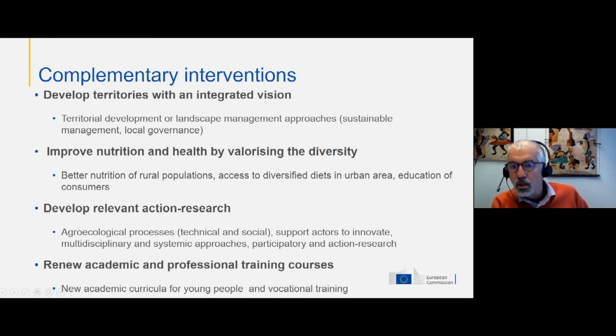But we can also look at the diets in urban areas to try to have access to diets that are more balanced and more diversified by using the produce of agroecology, which means that we need to educate consumers so that they are aware that there can be a balanced and diverse diet based on fresh produce.